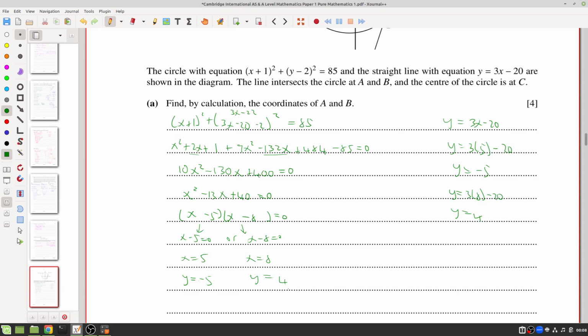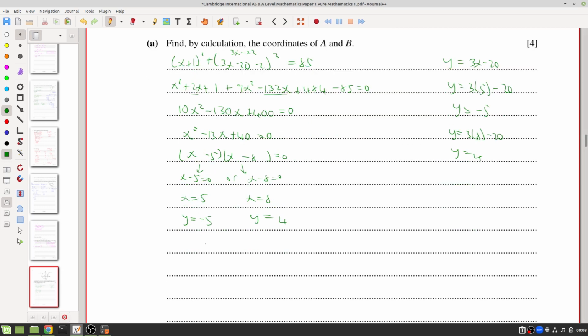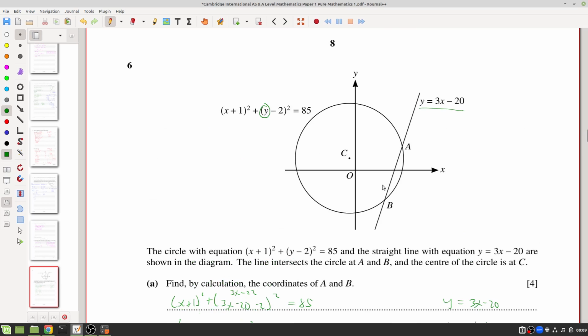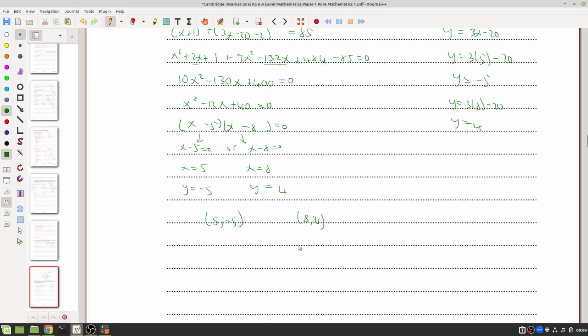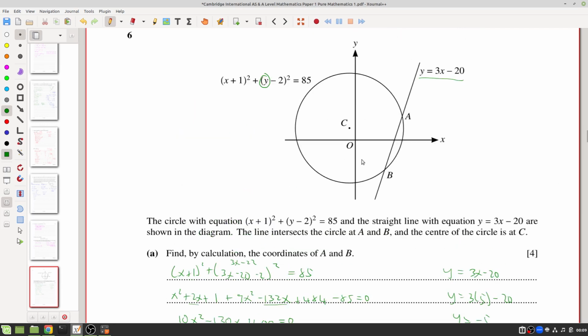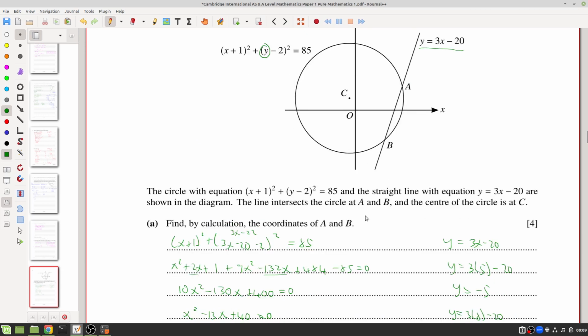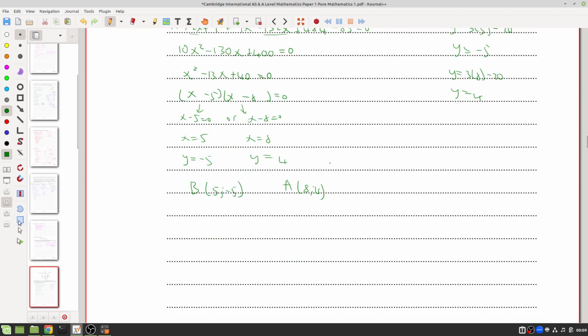So now we have 2 points. One point is (5, negative 5). The other point is (8, 4). So now we have to check which one is A and which one is B. Well, A, we can see here x and y are both positive in this quadrant. So that's going to be this one. That is A. Then this one must be B. Positive on the x side, negative on the y side. So that's right. It's positive on the x side and it's negative on the y side. Good. Points A and B are found.